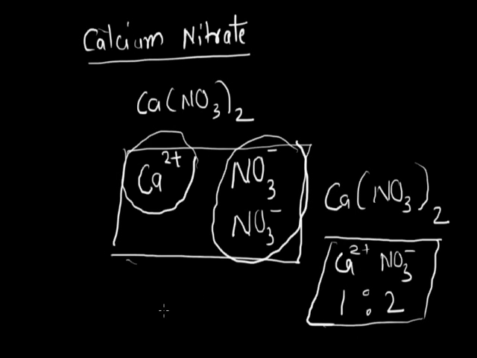So the conclusion is that formula unit shows the smallest electrically neutral unit of ionic compound, or the ratio of positive and negative ion, that is cation and anion in ionic compounds. Now we will discuss the formation of NaCl.